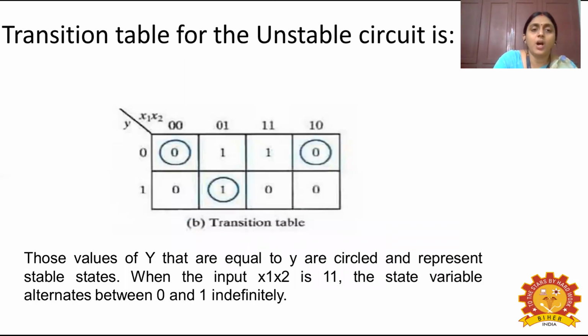And now we will see how the transition table can be derived for the unstable circuit. Those values of y that are equal are circled and represent the stable state. When the input x1, x2 is 1, 1, the state variable alternates between 0 and 1 indefinitely. In all the other conditions, we get a stable state with the value either 0 or 1.